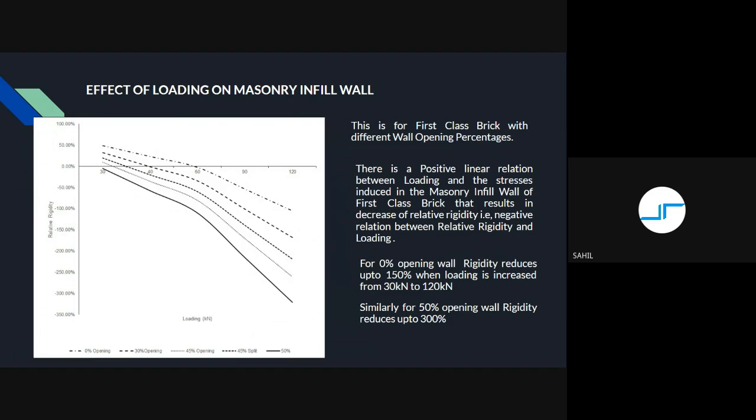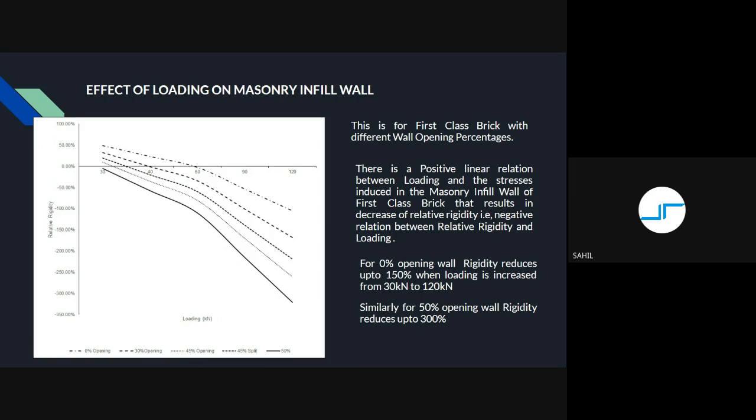The x-axis shows the increasing order of lateral loading, and the y-axis shows the relative rigidity increase or decrease when the load is increased for the first class bricks. These different lines represent the different opening percentages in the wall. There is a positive relation between loading and the stresses induced in the infill wall of the first class brick, which results in a decrease of relative rigidity. That is a negative relation between relative rigidity and the loading.